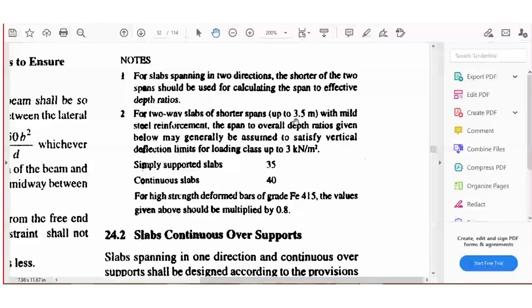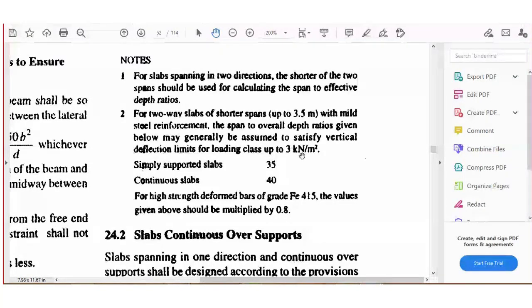Now if you read point number 2, what it is saying: for two-way slab of shorter span up to 3.5 meter, and here it is written with mild steel reinforcement, the span to overall depth ratio given below may generally be assumed to satisfy vertical deflection limit for loading class up to 3 kN per meter square. So this particular note is applicable only when you're using mild steel reinforcement, and if you have a shorter span less than 3.5 meter, and also the load is up to 3 kN per meter square.